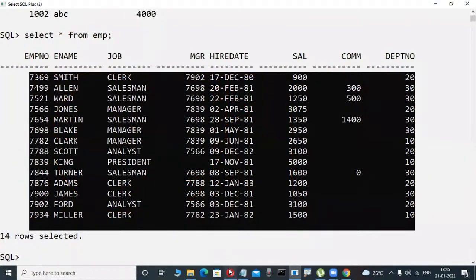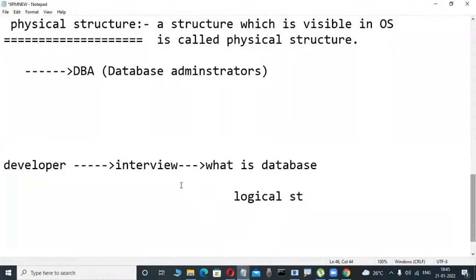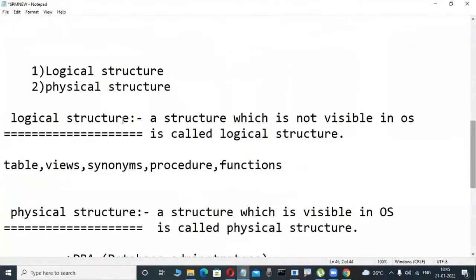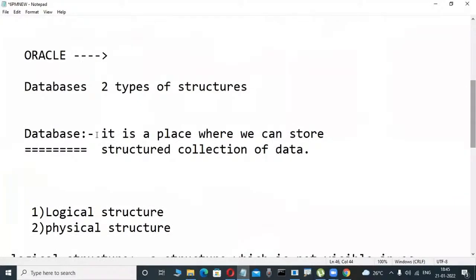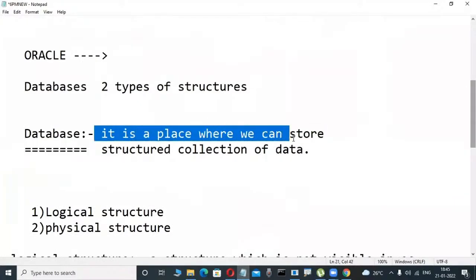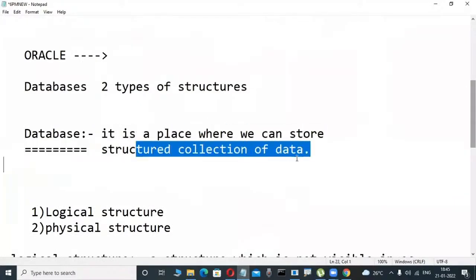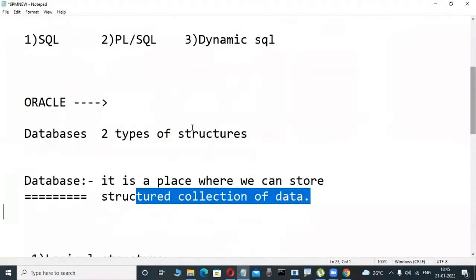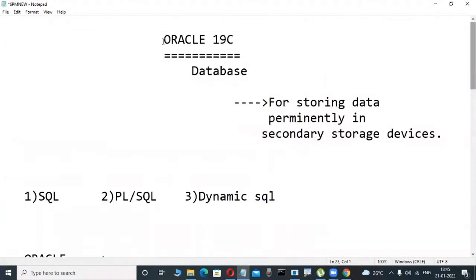That's why, when we refer to books or type in Google what is a database, two definitions are there, but most developers write that it is a place where we can store a structured collection of data. Understood? Now Oracle is a product from Oracle Corporation. In our course we are learning the 19c version. This is a database product. What is a database? If anybody asks, how do we answer as a developer?